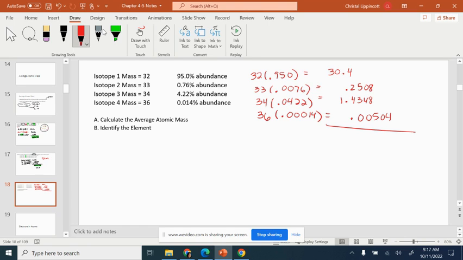So I ended up with 32.09064. So 32.1 if we want to round. Then I'm going to take this value and go to the periodic table and identify this as sulfur. Good? Easy enough? All right.